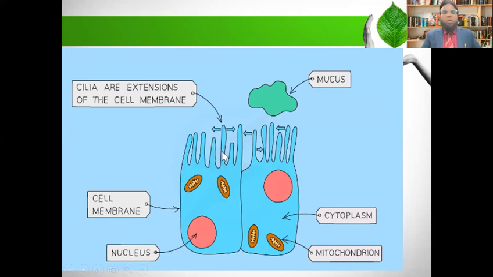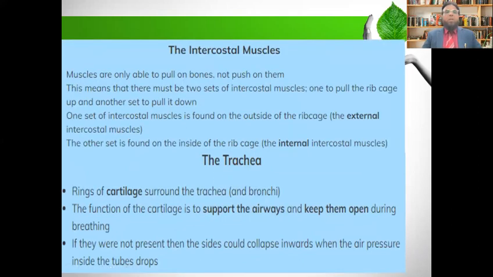It has to be pushed out, or kept away, by the movement of the cilia. Now here you see the intercostal muscles. The muscles are only able to pull on bones, not push on them. This means that there must be two sets of intercostal muscles, one to pull the rib cage up and another set to pull it down. One set pulls up and the other one pulls down.